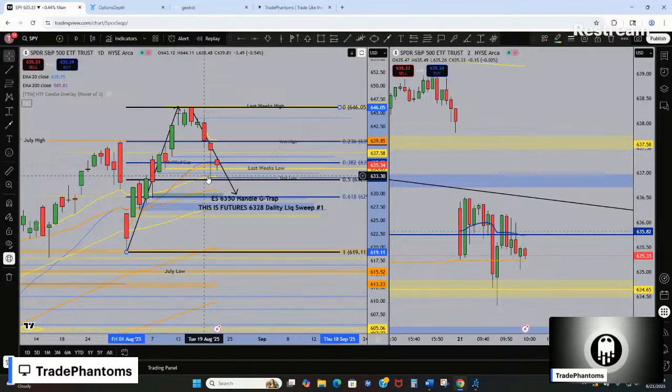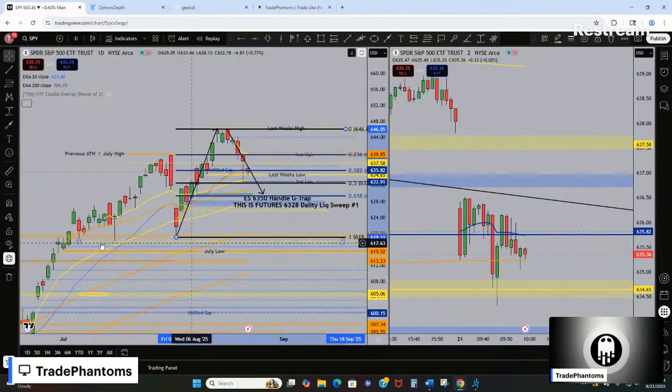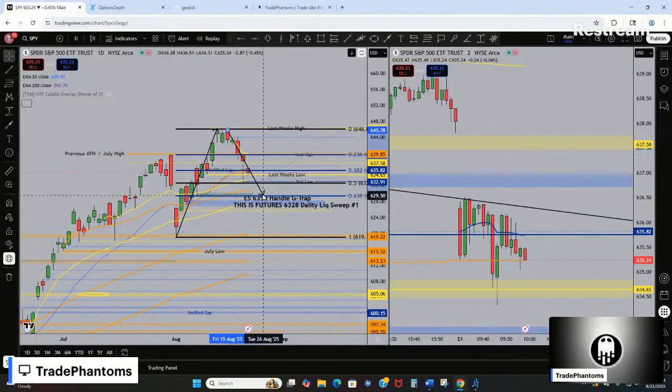No offense to Fibonacci people, but Fibonaccis are just literally retracement and extension tools. That's it. All right, and a lot of people don't know how to use them the right way and drag the right ones. Okay, you need to understand the higher high, higher low impulse. Right, we're on the correctional wave right now.